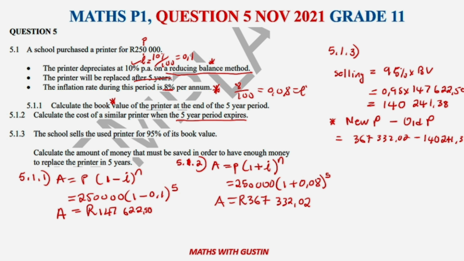Okay, so it means how much does the company need to save? They need to save 227,090 and 65 cents. Okay, so this is what the company needs to save in order to be able to get the new machine. All right, so let's move on to 5.2.